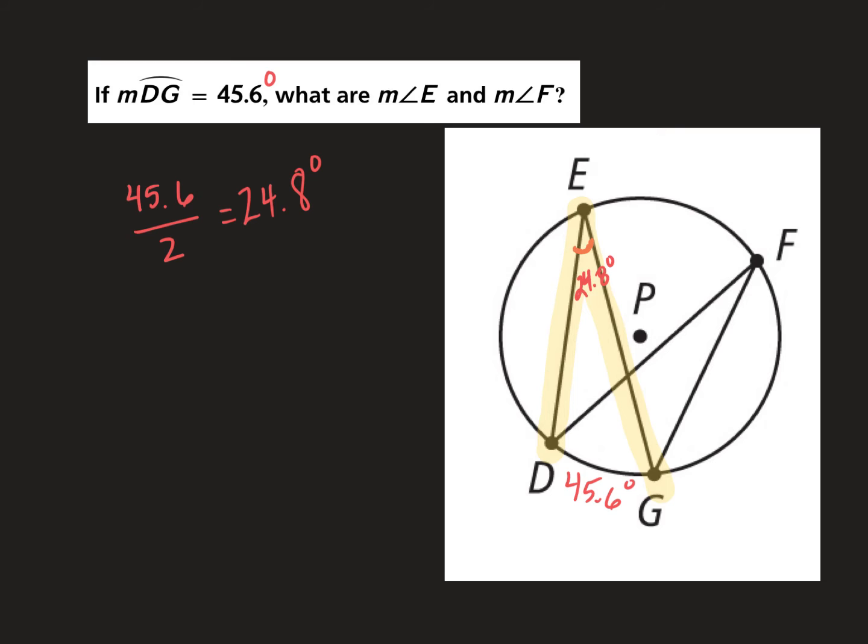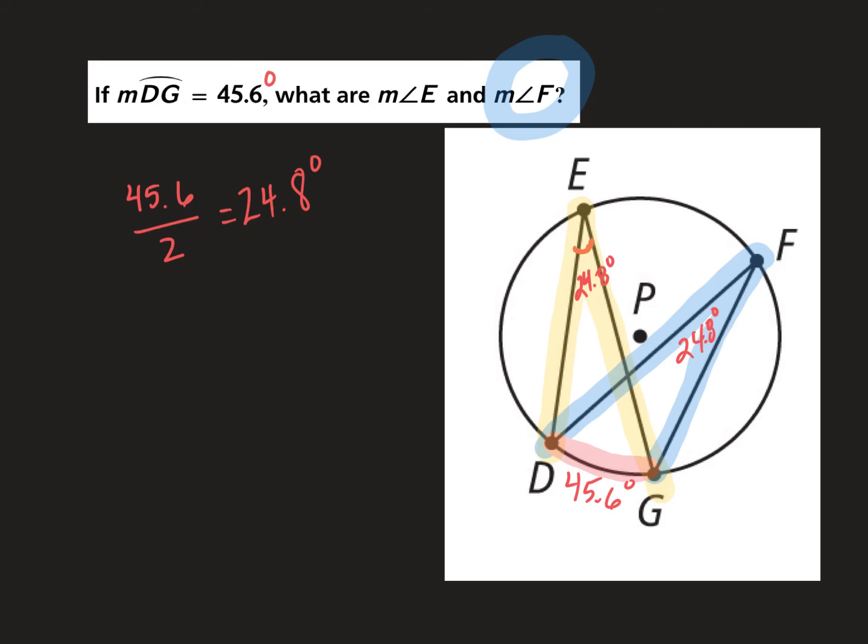So this angle is 24.8 degrees. Now, what's really cool is that if I go over here, let's change colors and do a different highlighter, and I look at angle F. When I highlight angle F, we notice that it subtends the exact same arc. See, they're both being intercepted by arc DG. And so we know that it's exactly the same. So angle E and angle F are both 24.8 degrees, and they are congruent to each other. So if an angle is inscribed inside a circle and it subtends the same arc as another angle, then those angles would be congruent.